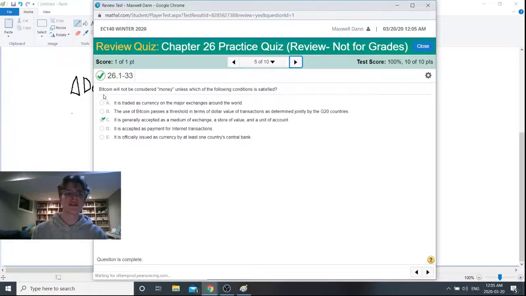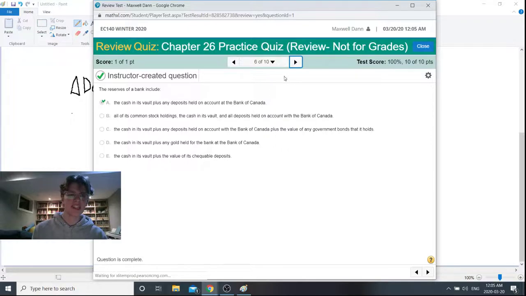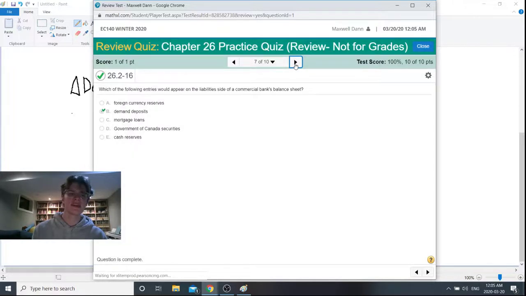Here's that Bitcoin question. It will not be considered money unless which of the following conditions is satisfied. And that's just the 3 conditions for money: generally accepted medium of exchange, a store of value, and a unit of account. We went over those before. Next one, reserves of the bank. We did that one. We went over this one too. Anything that says deposits is a liability unless it's deposits with the Bank of Canada, in which case it would be an asset.